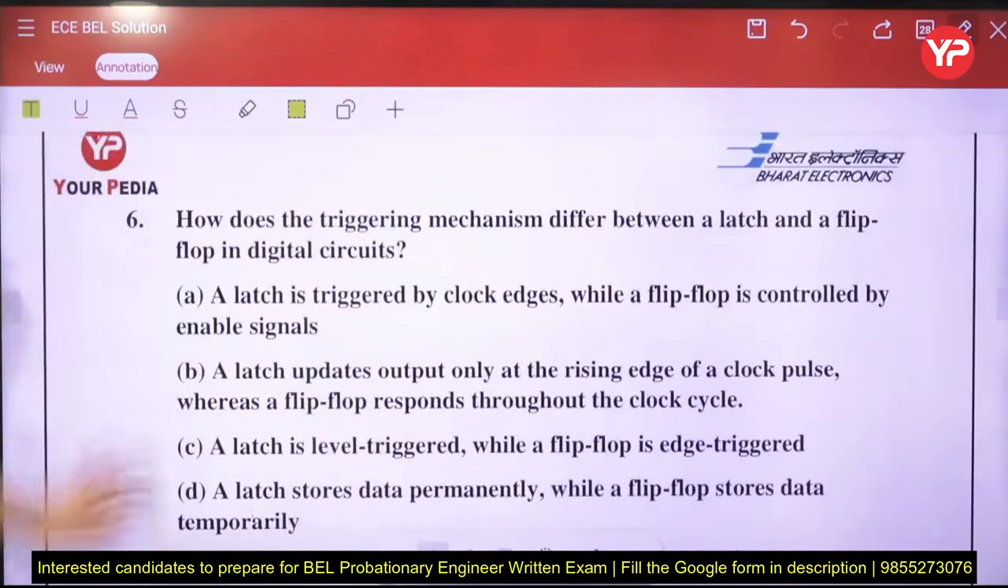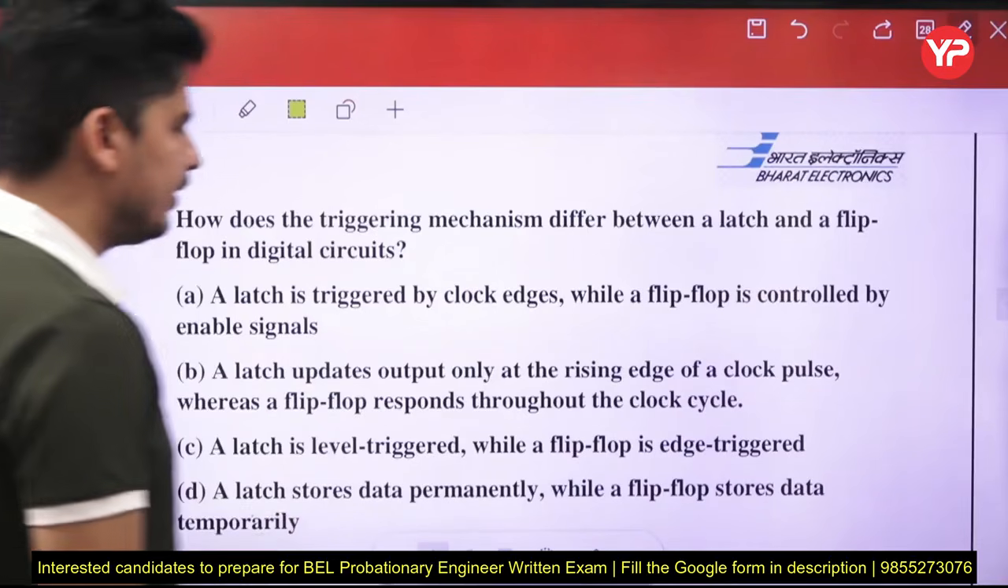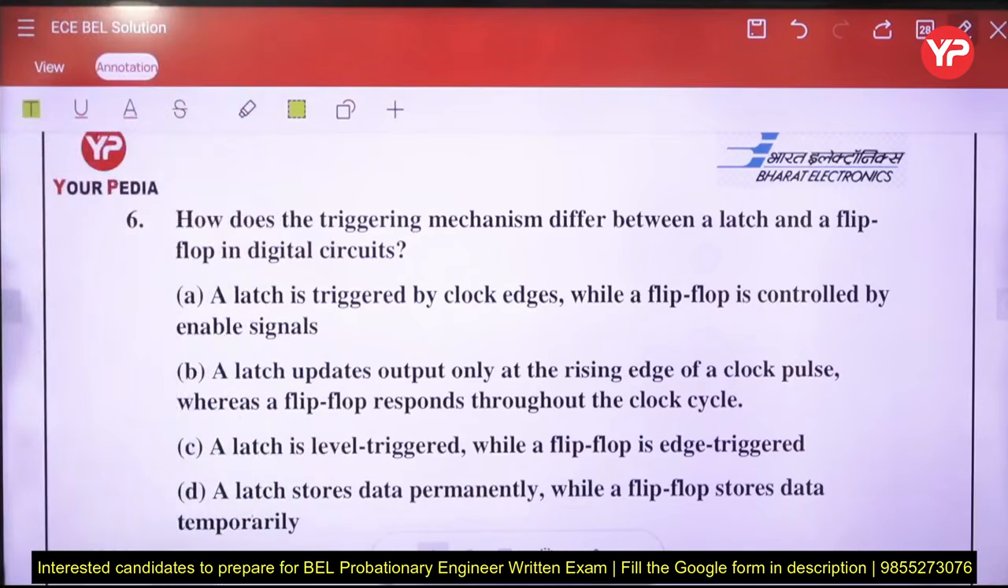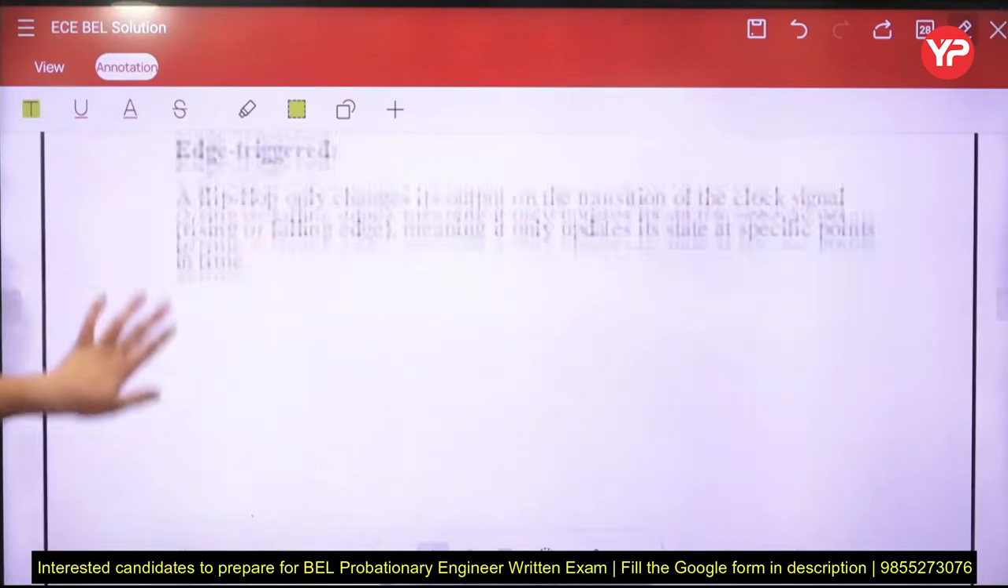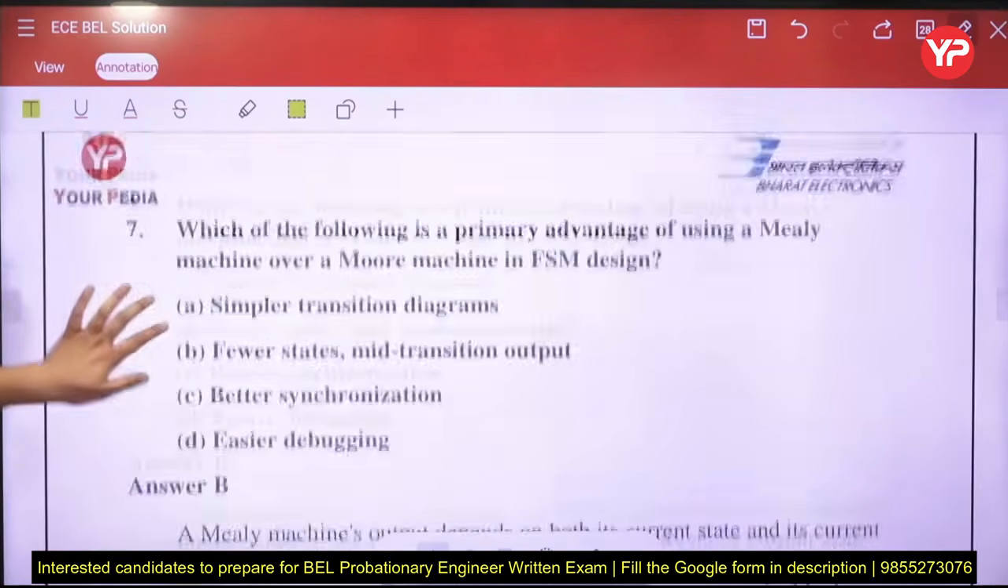How does the triggering mechanism differ between latches and flip flops? See, latches are generally level triggered and flip flops are generally edge triggered. Latches are level triggered while flip flops are edge triggered. Answer is C. That is the basic difference between latch and flip flop.